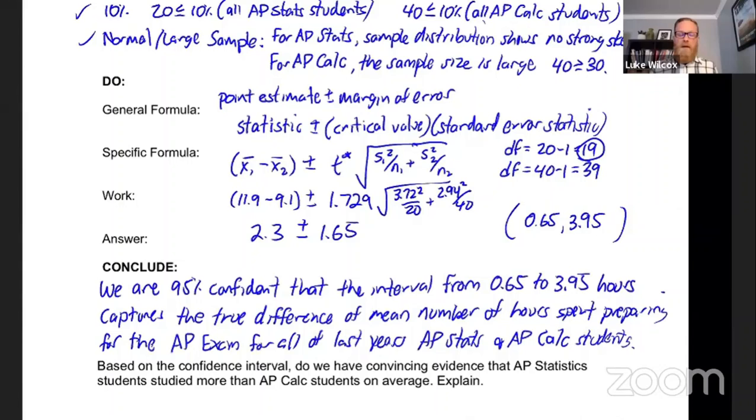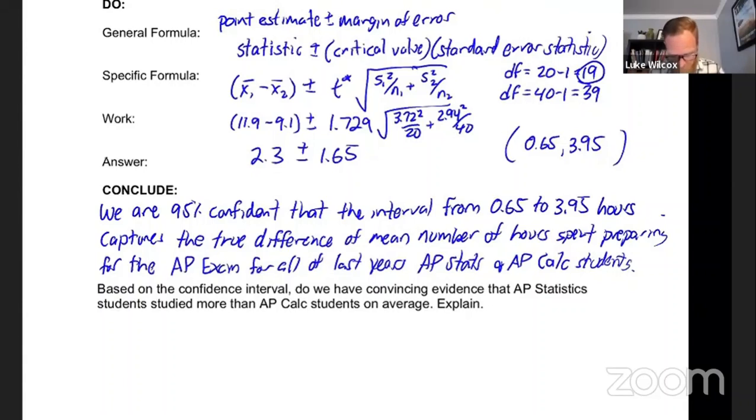And we have one final question to be able to answer, hopefully using this confidence interval. It says, based on the confidence interval, do we have convincing evidence that AP Stats students studied more than AP Calc students on average? Well, take a look at our interval here. These are the values we think are plausible for the true difference in means, all of which are positive, right? And a positive value here would indicate that AP Stats students studied more than AP Calc students, right? All positive values, no negative values here. So, of course, the answer is yes.